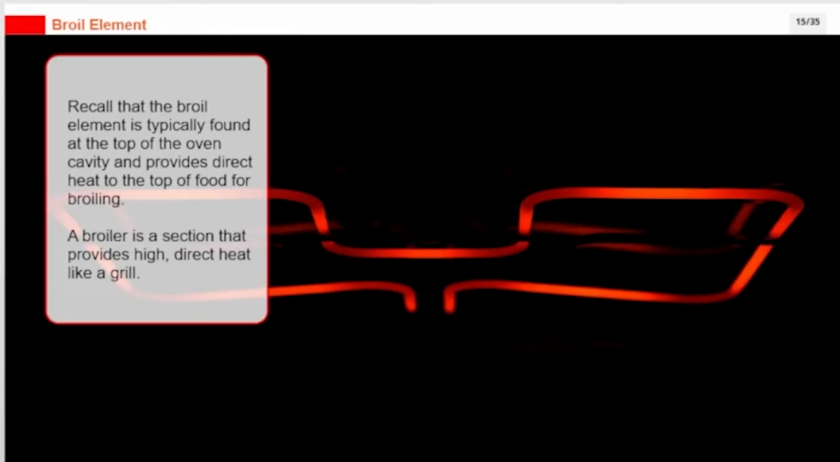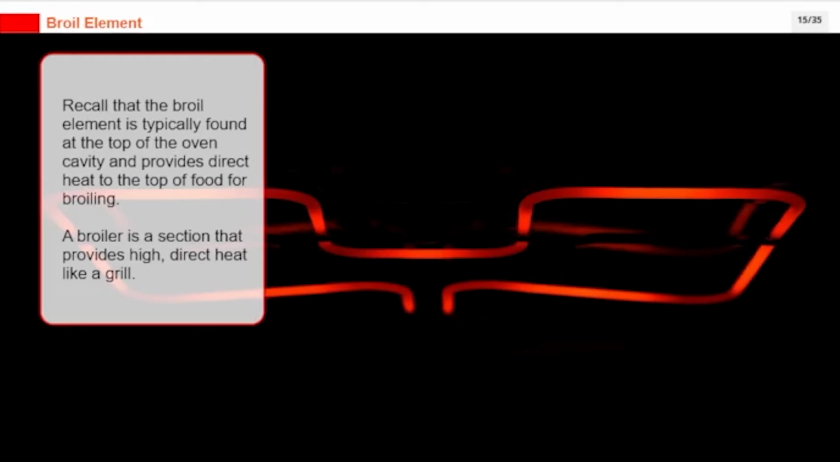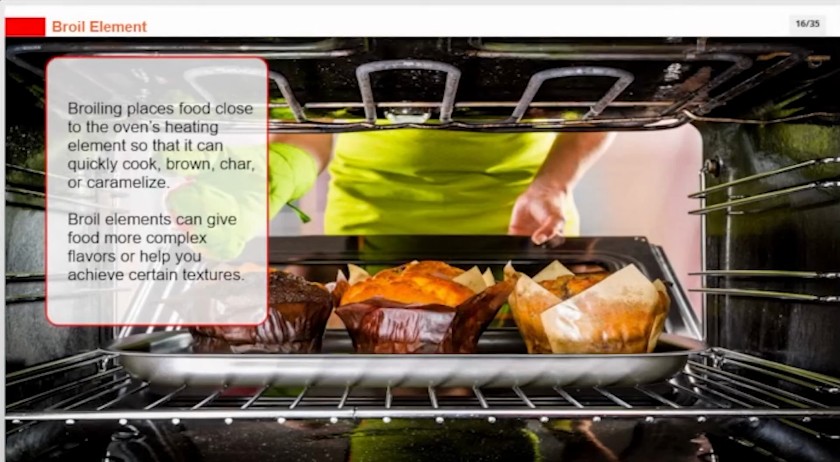Recall that the broil element is typically found at the top of the oven cavity and provides direct heat to the top of food for broiling. A broiler is a section that provides high, direct heat like a grill. Broiling places food close to the oven's heating element so that it can quickly cook, brown, char, or caramelize. Broil elements can give food more complex flavors or help you achieve certain textures.